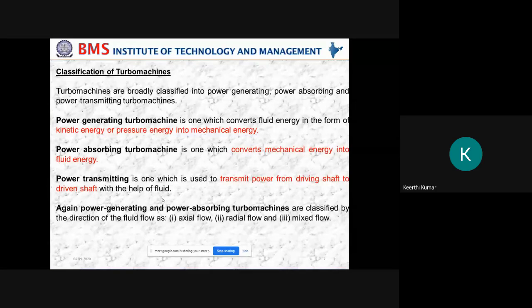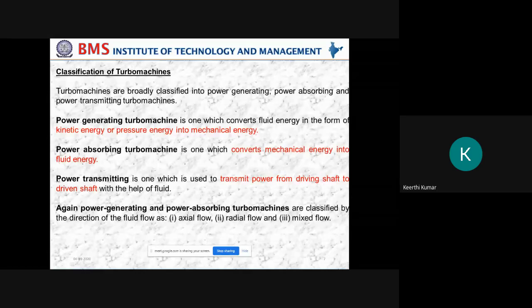We are going to see the maximum application of power transmitting turbo machines in automobiles. In automobiles, we will see this power transmitting turbo machine where the gearbox and all, or what we call the rear wheel drive. Those things work under the power transmitting machines. It is not going to generate or absorb power. What it will do is transmit the power from the propeller shaft to the wheels. So that is the application of power transmitting machines.